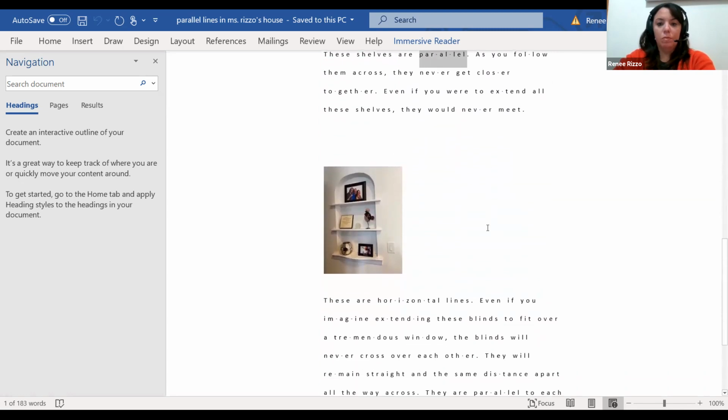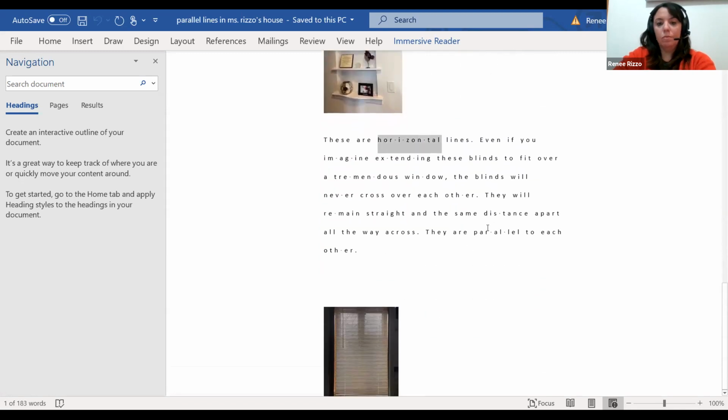These shelves are parallel. As you follow them across, they never get closer together. Even if you were to extend all these shelves, they would never meet. These are horizontal lines. Even if you imagine extending these blinds to fit over a tremendous window, the blinds will never cross over each other. They will remain straight and the same distance apart all the way across. They are parallel to each other.